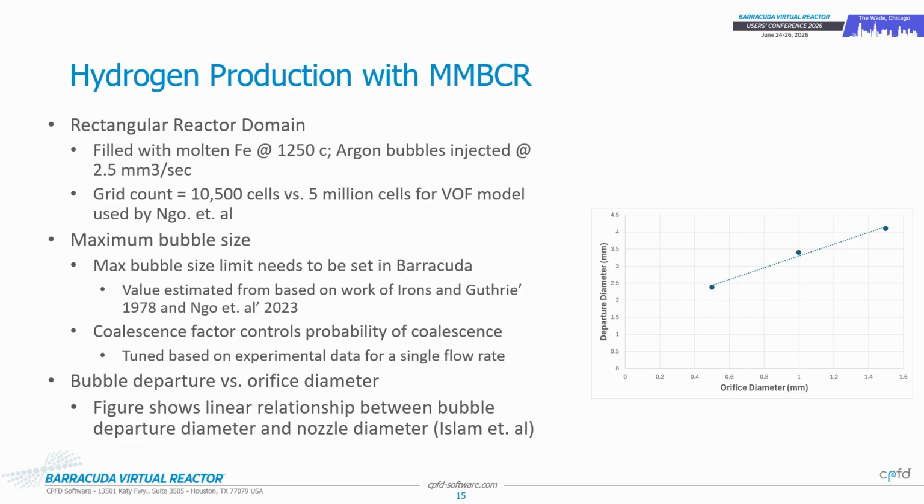In this particular application model, we show you how we got that information from some of the papers published. For example, the maximum bubble size limit: I've estimated that based on the work of Irons and Guthrie. Now, you don't have to do that.